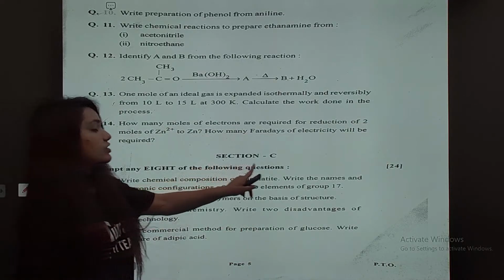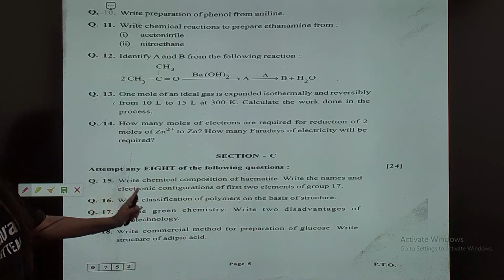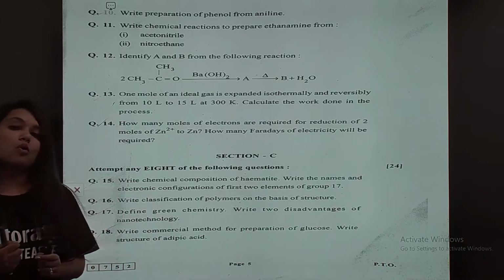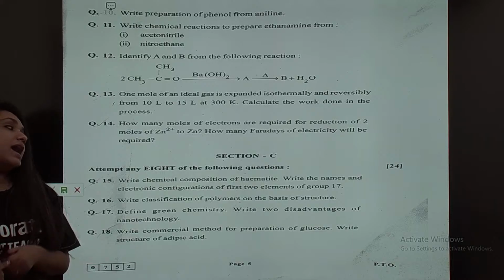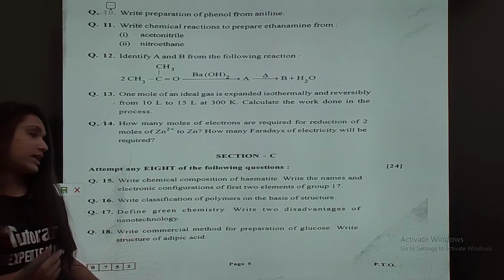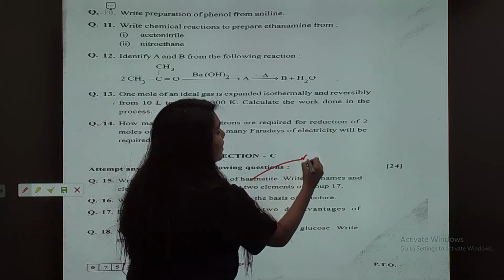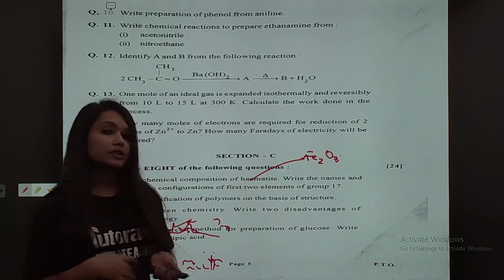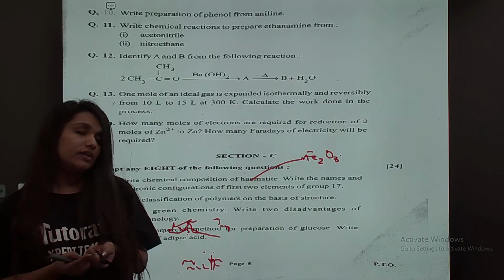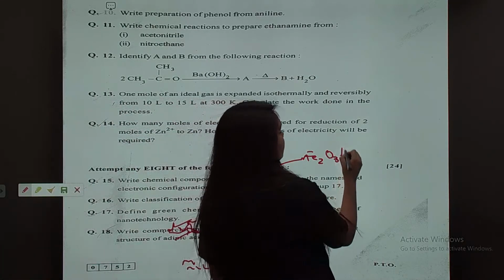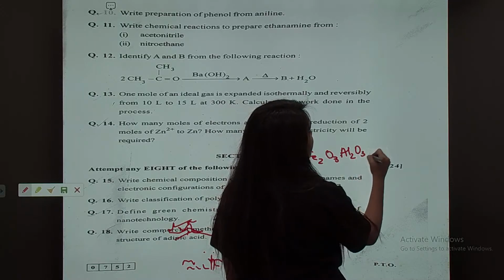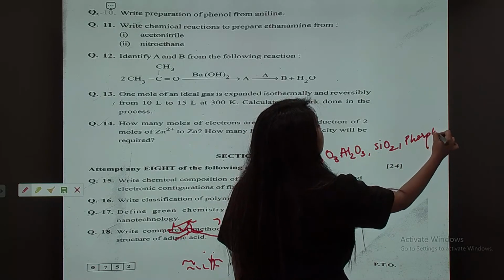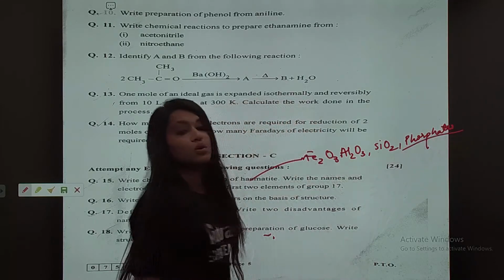Now let's start with section C. Question number 1. Write the chemical composition of hematite. What is hematite? Hematite is the ore of iron. And if I have to write the composition of hematite, the composition will be Fe2O3. Now since it is the ore, it definitely will be having other impurities, which are also called gangue. So the other impurities are Al2O3, SiO2, and phosphates. So this is the chemical composition of hematite.